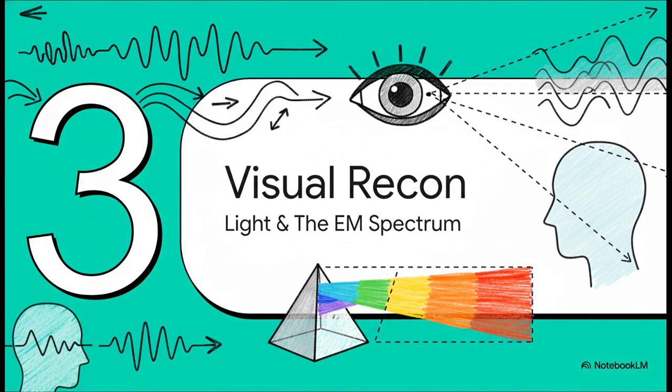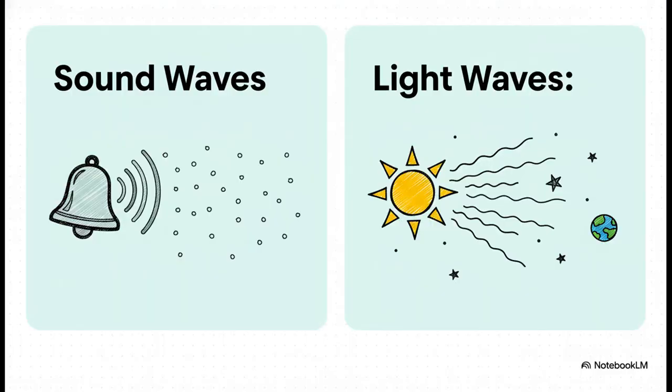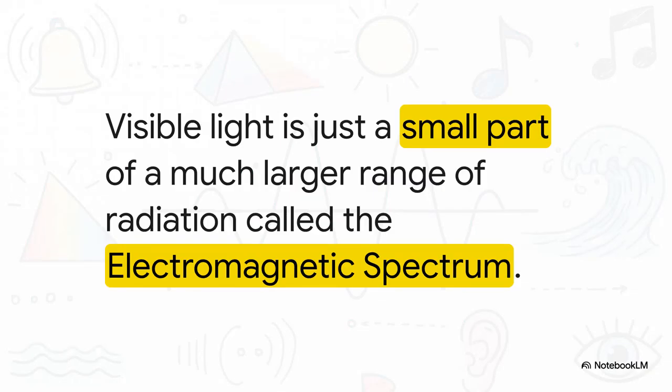It's time for some visual recon on light and the vast invisible spectrum that surrounds us. Now this is a critical difference you have to get straight. Sound waves are mechanical. They need a medium. But light waves are totally different. They're electromagnetic. They don't need anything to travel through. They can cruise right through the empty vacuum of space, which is exactly how sunlight gets all the way to Earth.